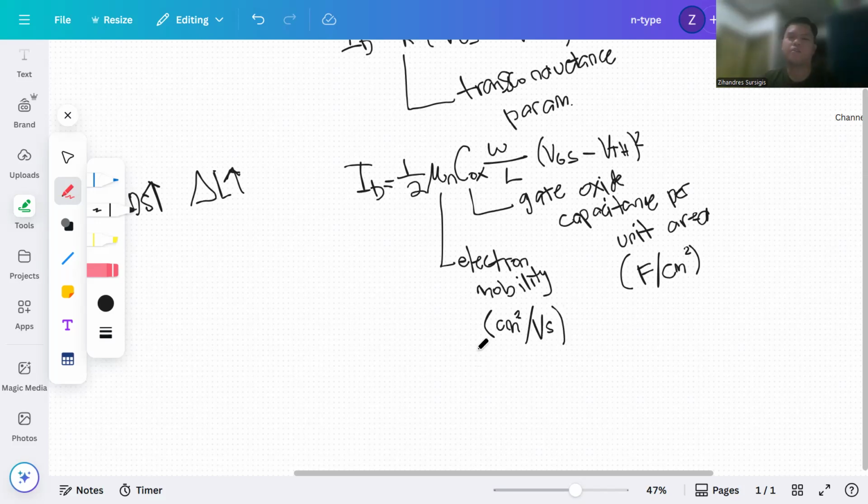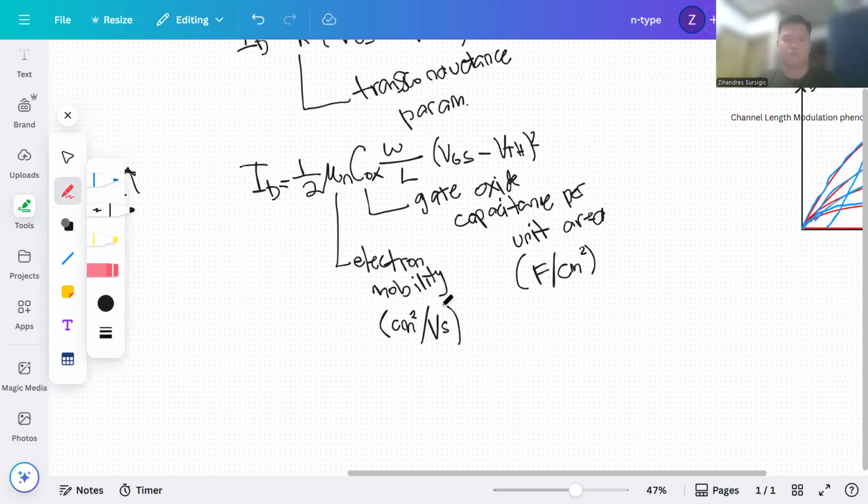As you can see, we use centimeters and not the SI unit meter. Why? Because engineers just want to avoid very small numbers. If we use meters, the conversion from square meters to square centimeters differs by a factor of 10,000. So this W right here is the width of the channel, and L is the length of the channel, and then VGS minus VTH. So far, so good.